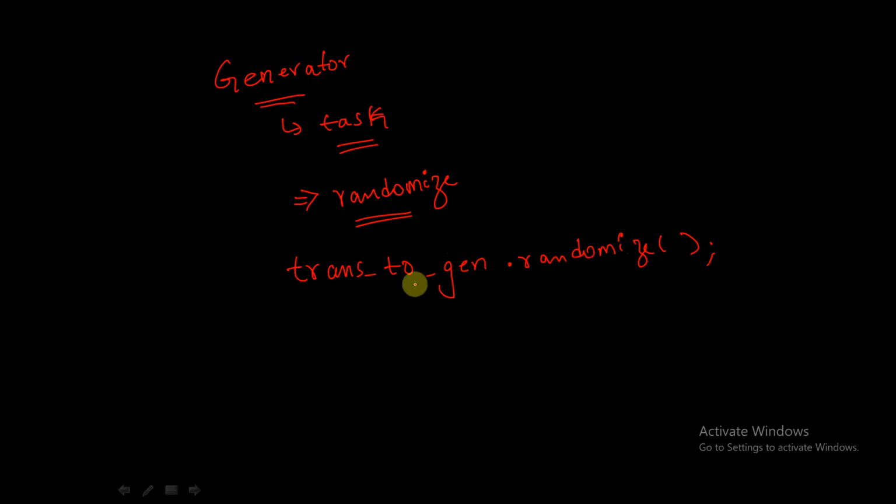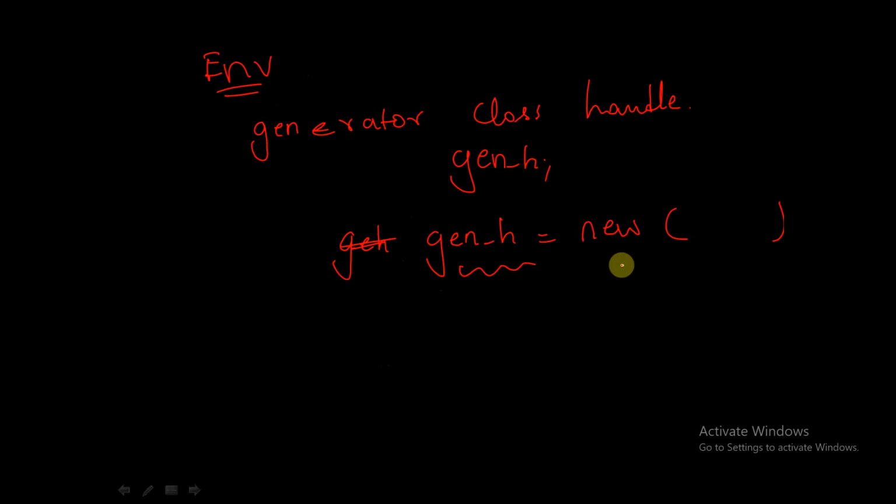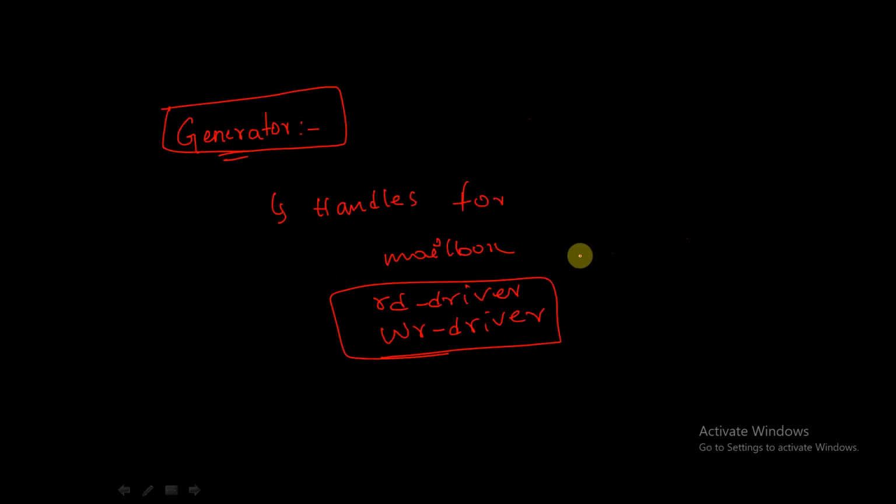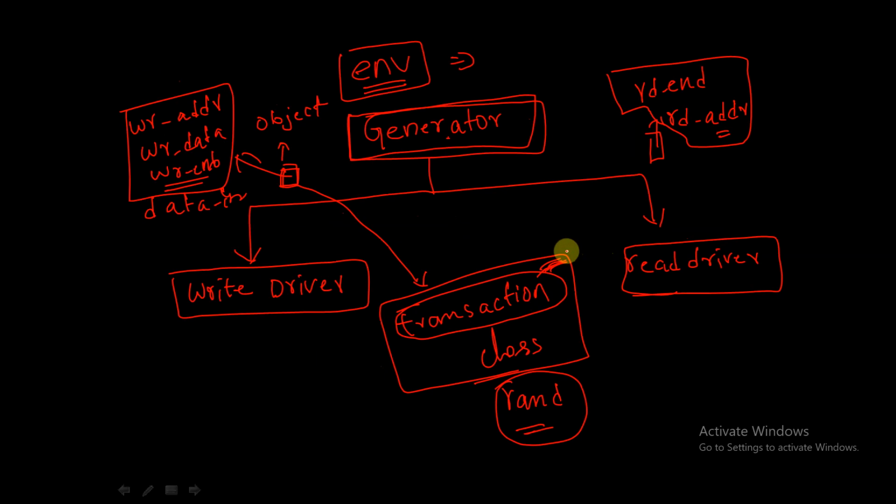Now, after randomizing this, we are going to put this particular object, which consists of random data, into the mailbox. We are putting this particular data instance, or class handle, into the mailbox.